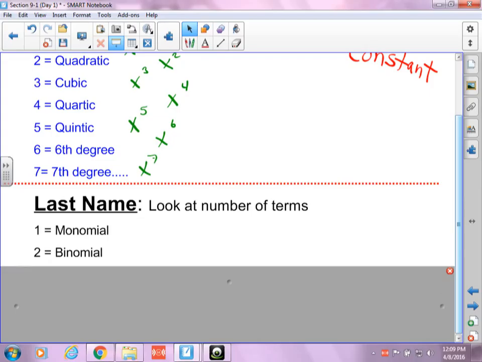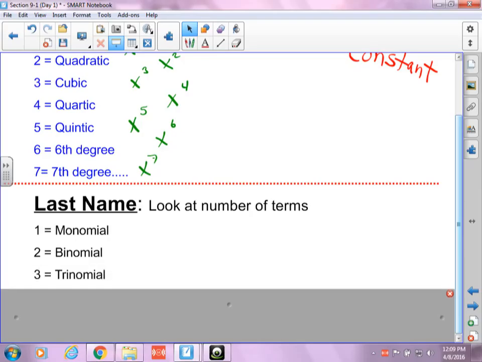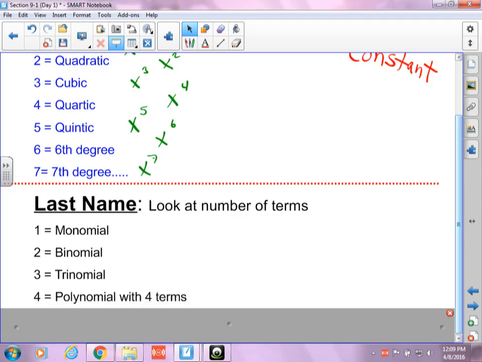If there are 2 terms, bi, like a bicycle has 2 wheels, or a biplane has 2 wings. Okay? Bi means 2, so binomial is a polynomial with 2 terms. Trinomial, 3, like a tricycle has 3 wheels. Trinomial because it's a polynomial. And then you notice they ran short of names. Now it's just polynomial with 4 terms.